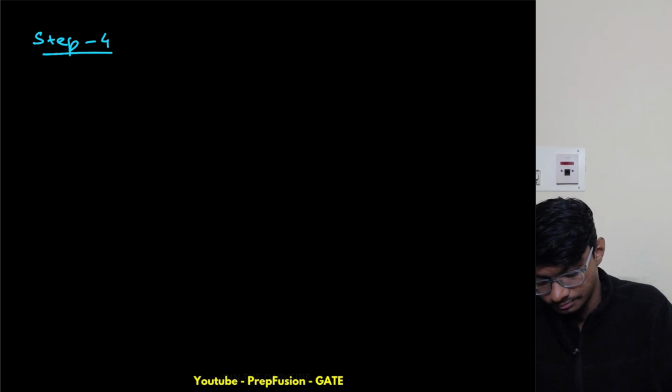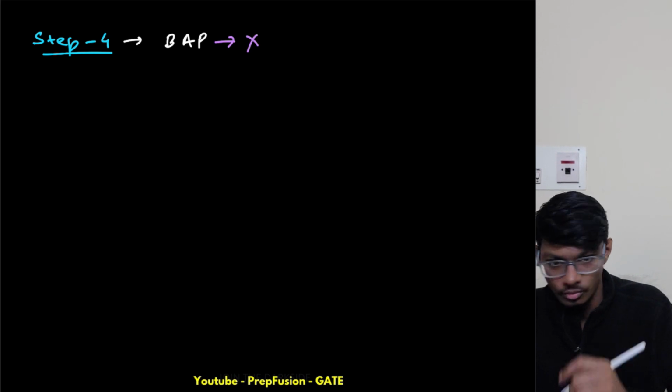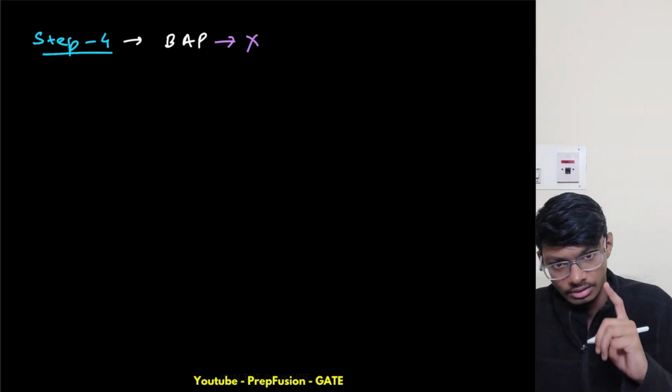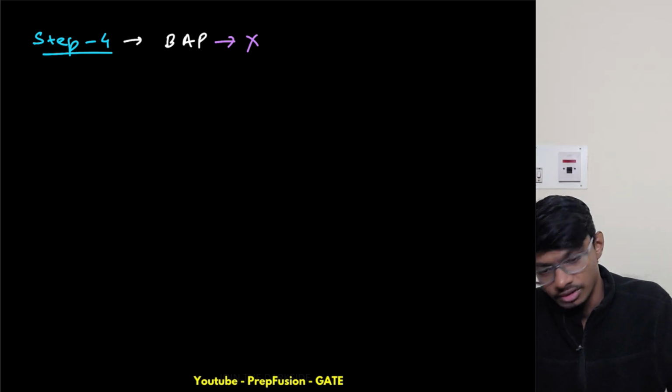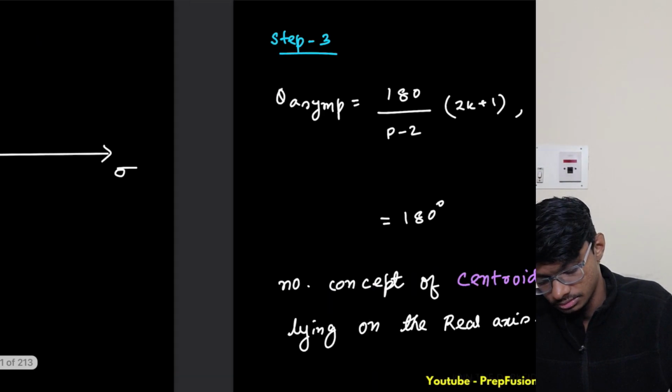So step 4 is basically the breakaway point. No, right? No breakaway point, only a break-in point will be there. So how to calculate the break-in point? Again, copy this equation.